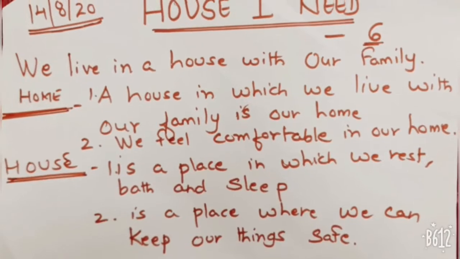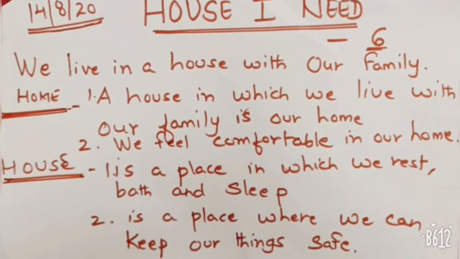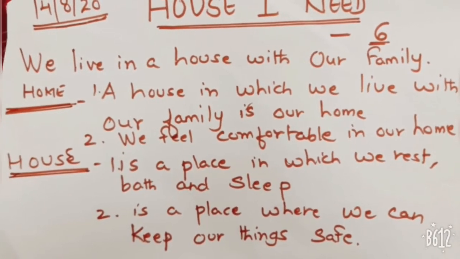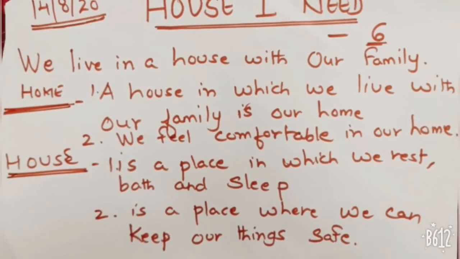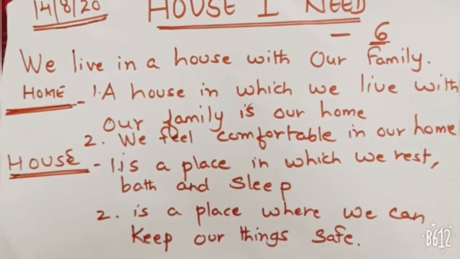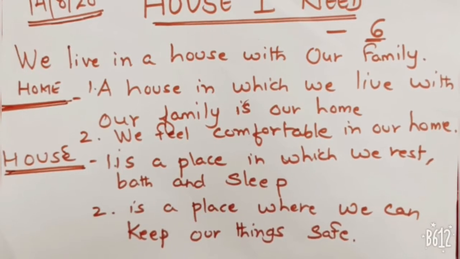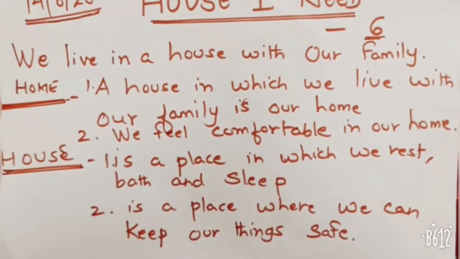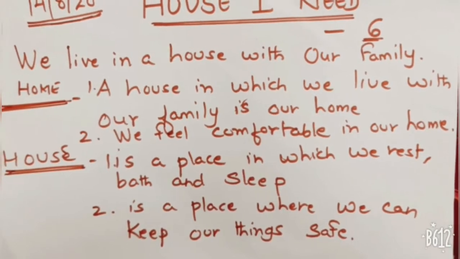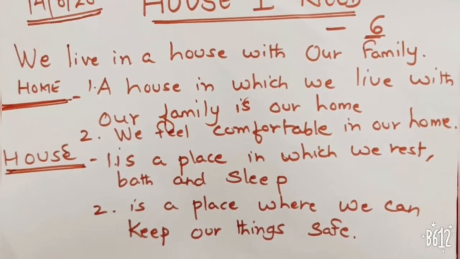Okay, lesson number 6, all of you take out page number 30. You can see it in your book also, and here I wrote some points. You will find it easy, and you can see it in your book also, plus this paper. Okay, House, lesson number 6. We live in a house with our family. What is a house? A house is a place where we live with our family.